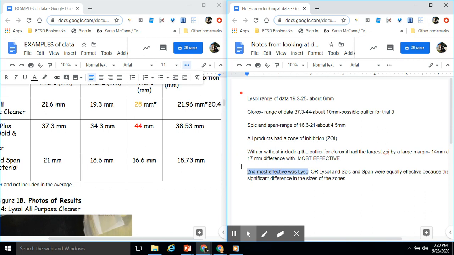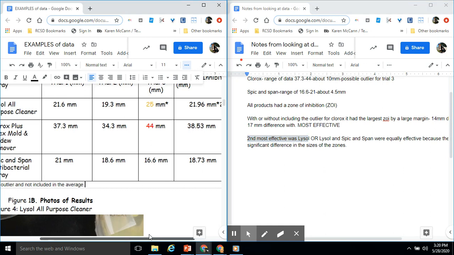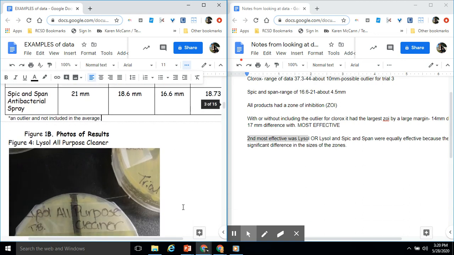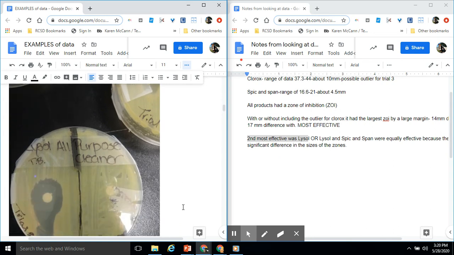So you can say which one you think is most effective, but in reality, you're going to have to say that they're going to be equally effective if they're within 1 millimeter of each other because of sources of error. And I can make a little mini video with a little PowerPoint that talks about that more if you need that explained to you, why that would happen. So let's look through our pictures before we go, so we can see if they agree with our finding.